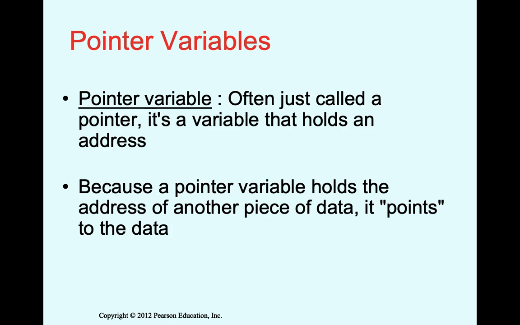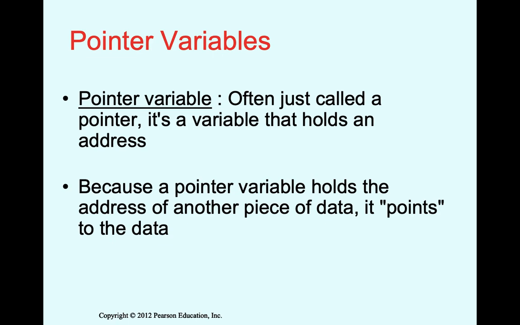So we can define a variable, not a normal variable, but a variable that holds an address. It's called a pointer variable, often just called a pointer. It's a variable that holds the address. The normal variable holds a value, but now we want to define a variable that can hold an address and not a value. Because a pointer variable holds the address of another piece of data, it points to the data. That's why it's called a pointer.